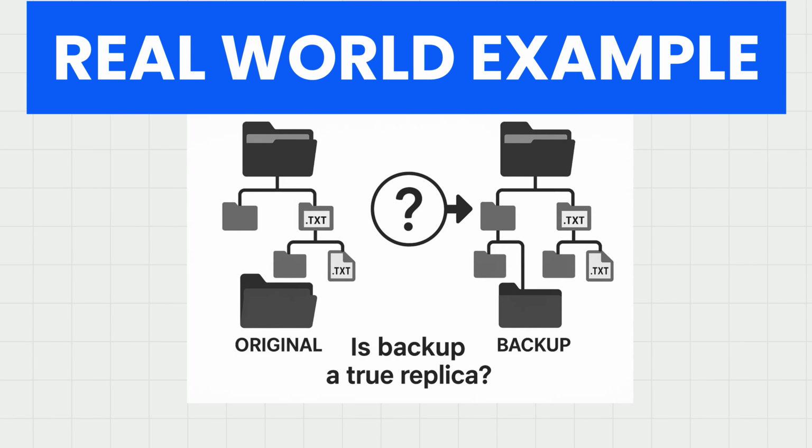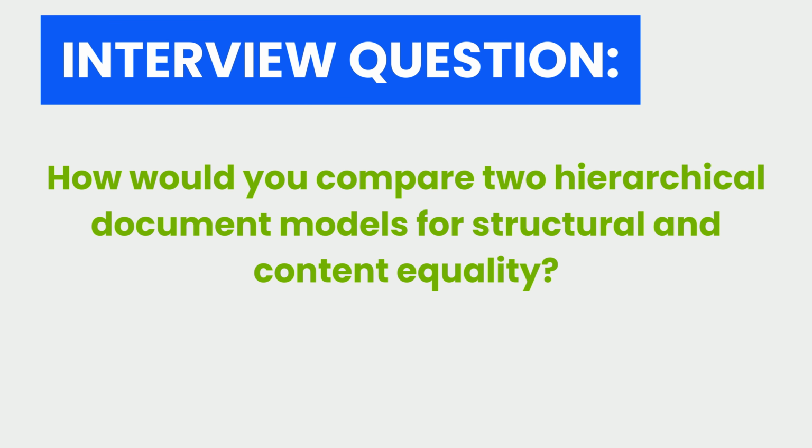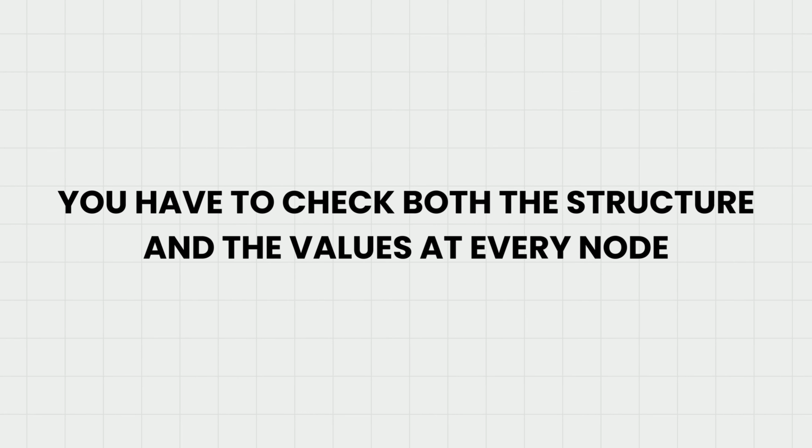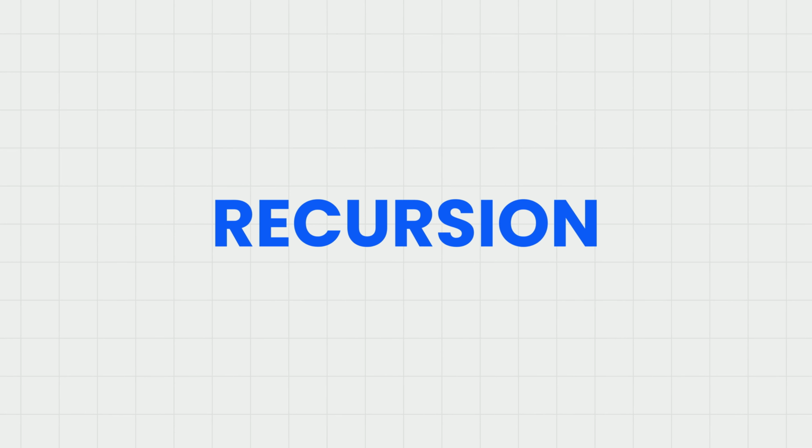Real-world example. Suppose you're building a cloud backup system, and you need to verify if a backup is a true replica of the original tree structure and content. Interviewers might ask, how would you compare two hierarchical document models for structural and content equality? Let's assess. What's tricky? You have to check both the structure and the values at every node. Recursion is the natural fit.